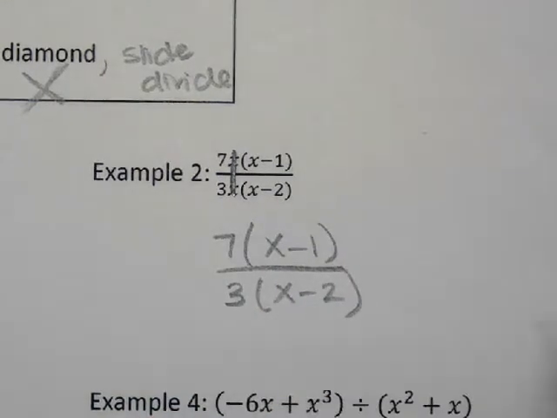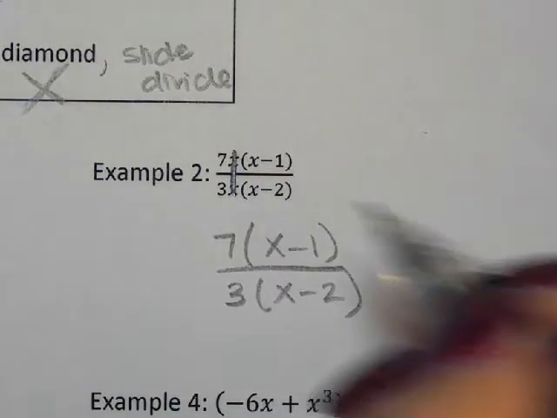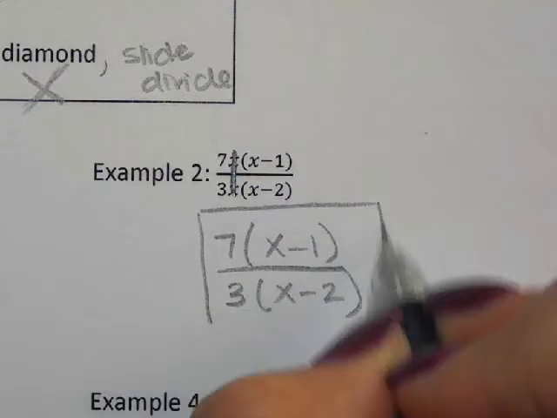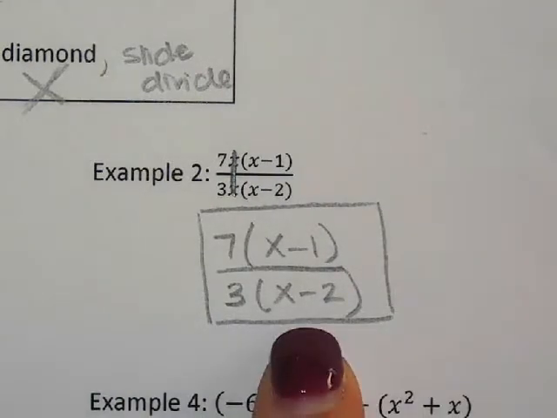If you want to distribute the 7 and distribute the 3, you can, but most people would not. Okay? I would not count you wrong if you did. If you did it, you'd still get full points. Okay? But if you were doing a multiple choice problem, the multiple choice answer is the one that we would get here. Okay?